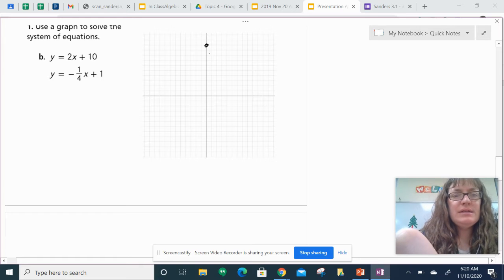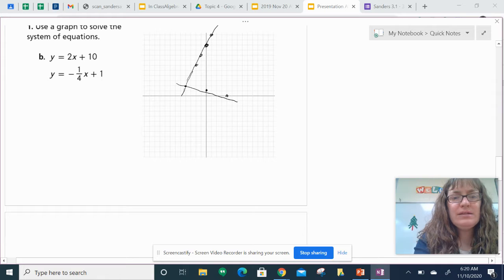So this one starts at 10 and then rises to runs 1. Because I'm out of space, now I'm going to go down to left 1, down to left 1 to get a good accurate graph of that one. The second one begins at positive 1, and because it's negative, it's going down 1 to the right 4. Or I could go up 1 and to the left 4. And so this is my second one.